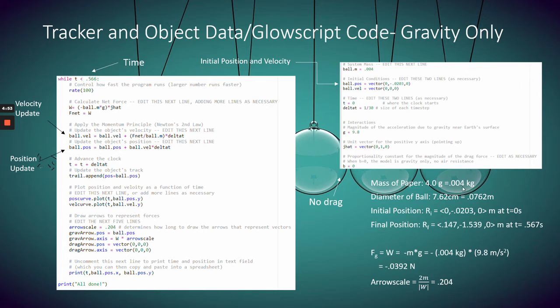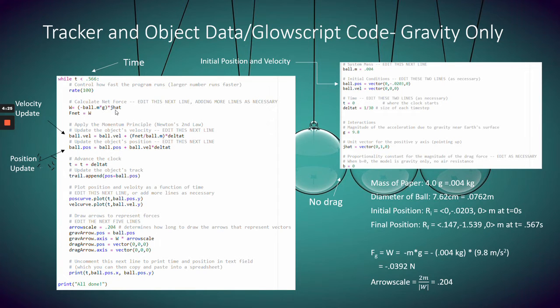As you can see, the mass of the ball is 0.004 kilograms, the diameter is 0.0762 meters, and the initial and final positions are <0, -0.02, 0> meters and <0.147, -1.539, 0> meters, at t equals 0 and t equals 0.567 seconds, respectively. Using the formula seen earlier, the force of gravity equals negative m times the gravitational acceleration on Earth, g, which is 9.8 meters per second squared.